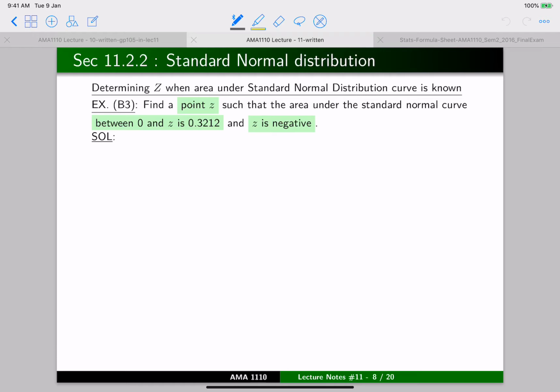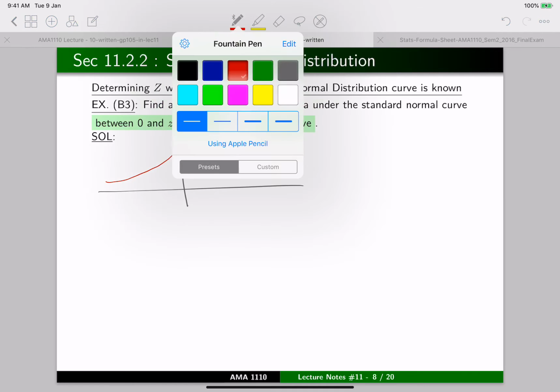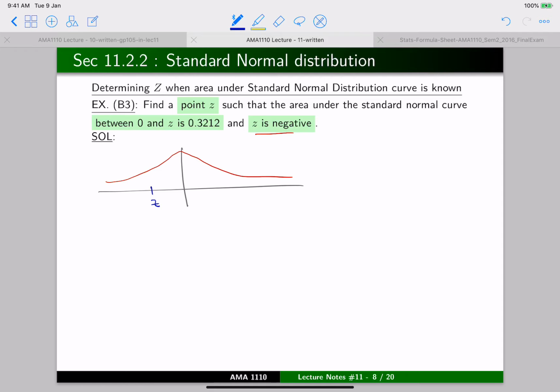And our last one. Now let's determine a z such that the area under the standard normal curve between 0 and the small z is 0.3212, and z is negative. So how do we do this? Well, let's see what's going on. First is the standard normal, and this z is negative. So that means z is somewhere here, small z. It's negative. Then the area between 0 and the small z, here's 0, we represent this area in yellow. We know that the area in between the small z and 0 is 0.3212. This is the yellow area.